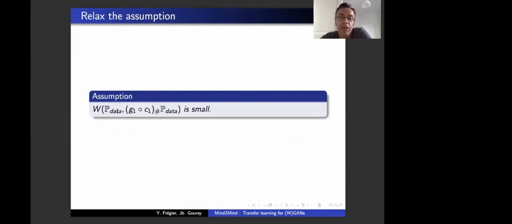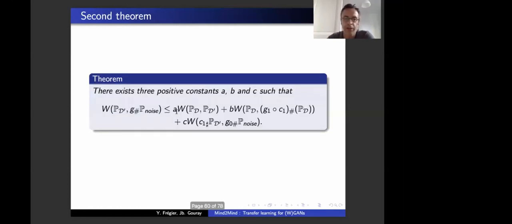So what we can assume is that we have done a good training of the autoencoder on the original data set. Which means in our terms that the Wasserstein distance between the true data distribution and the image by the autoencoder of that distribution is small. But the point is that this is a small space compared to the whole space of all possible data, right? So now using that, we can have the following theorem. It says that the transferred GAN, so G, the new GAN here, is a good approximation of the new data set, meaning that this will be small if all the terms on the right are small.